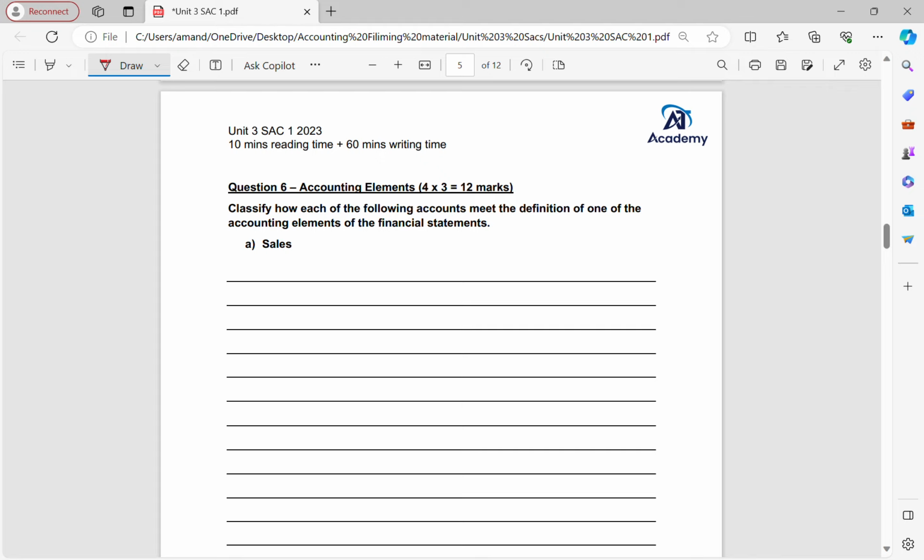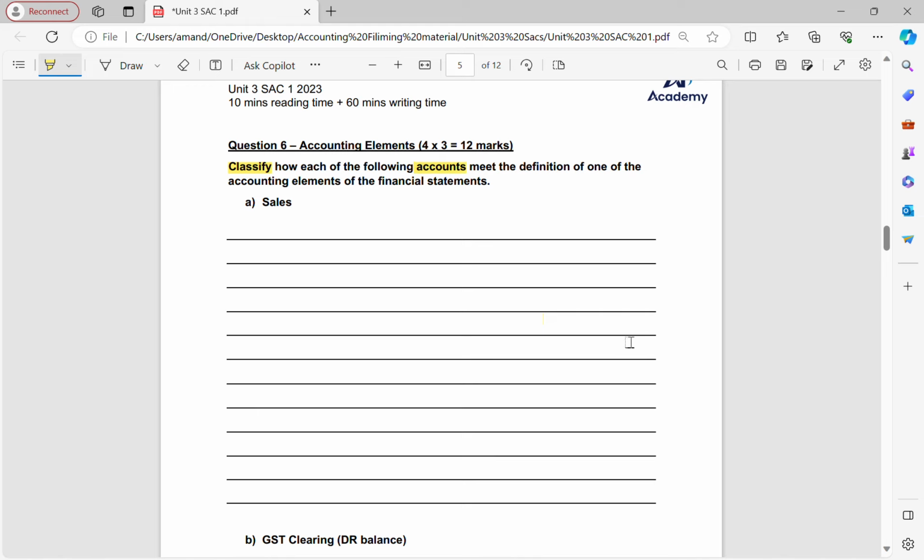Okay, more theory. We love theory, because theory is quite free if you know what you're doing. Really important to know what you're doing here. One second, I'm just trying to get the heading up. Okay, let's go. 4 times 3, so there's going to be quite a bit of theory marks here. Classify how each of the following accounts meet the definition of one of the accounting elements.